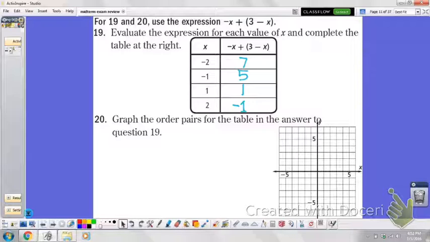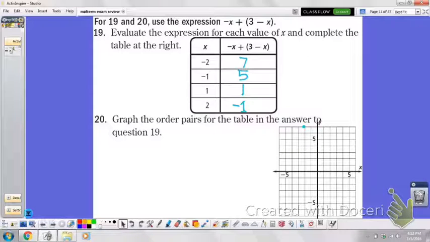And we're going to use the ordered pairs from that table, and we're going to graph them on this coordinate grid. So I need to graph negative 2, 7. So I go to the left 2, then up 7. It's supposed to be right here.